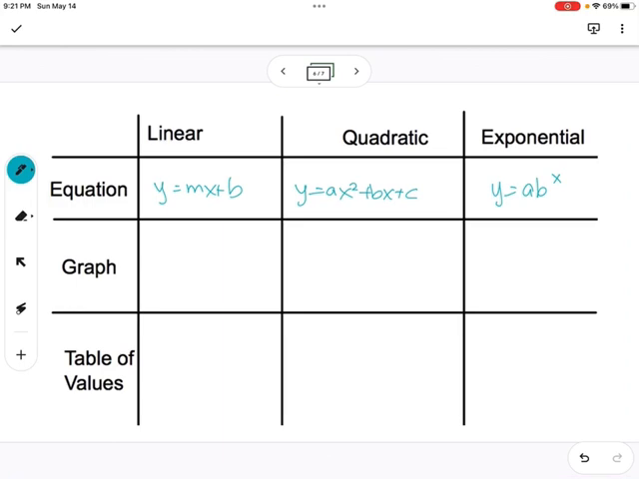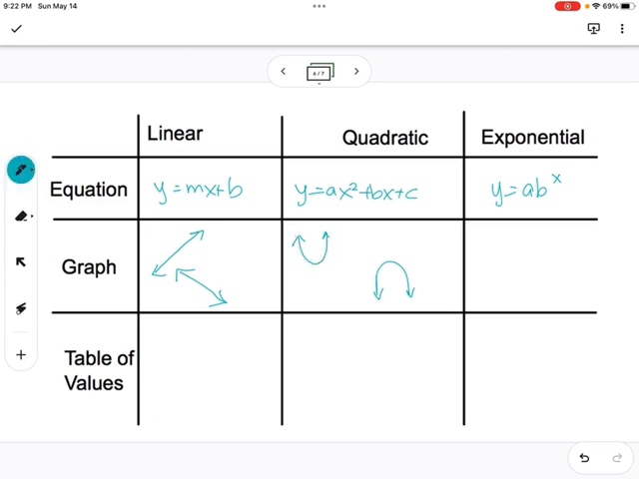Talking about a graph, if it's linear, we have a straight line. It can be a positive line. It can be a negative slope. If we have a quadratic, we have a parabola. So it can be a parabola that faces up, or it can be a parabola that faces down. But it's something that bends around.